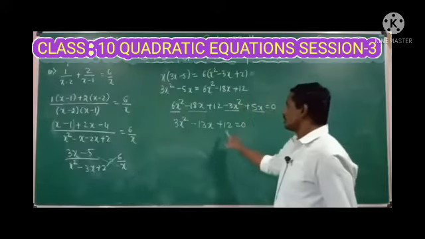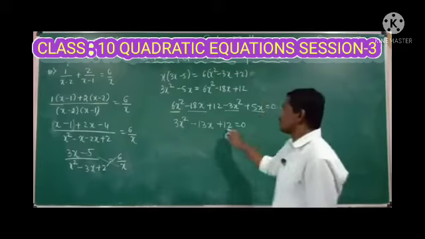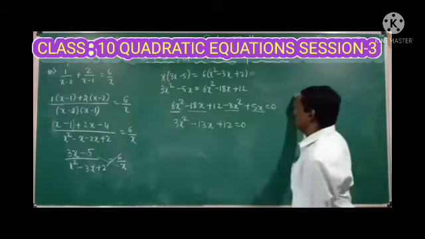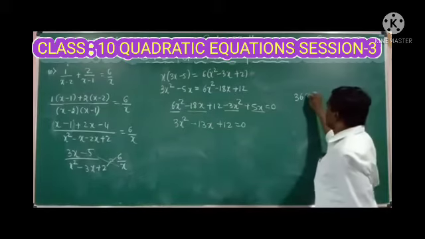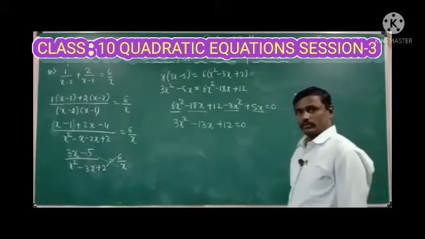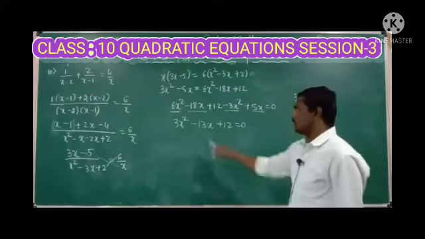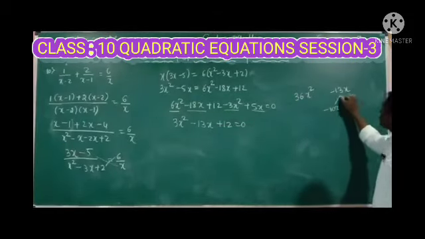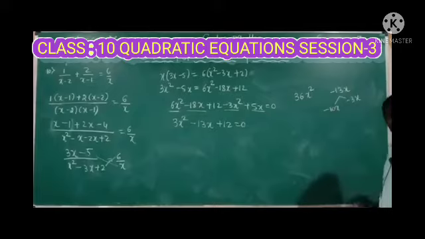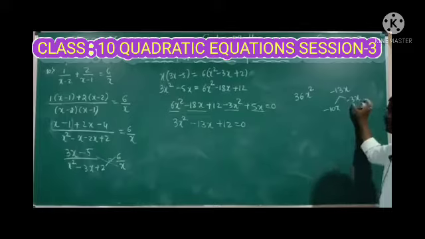So just multiply the two terms, the first term and last term. What are we getting here? 12 3s are 36, 36x square, right? And the middle term is minus 10x and minus 3x. What I already told you, no? By adding these two terms, minus 10x and minus 3x, we are getting minus 13x.